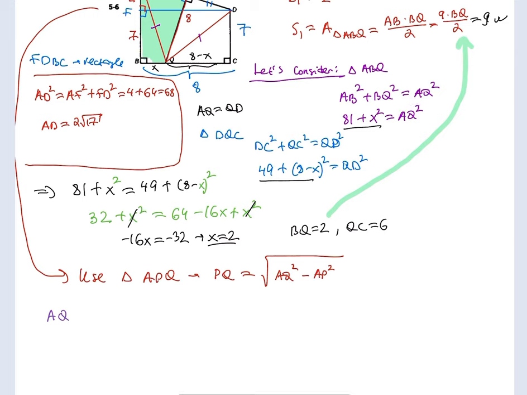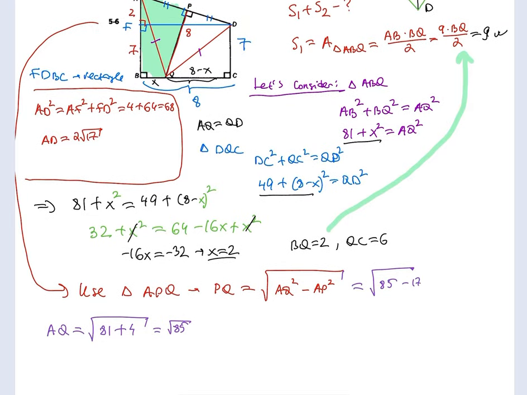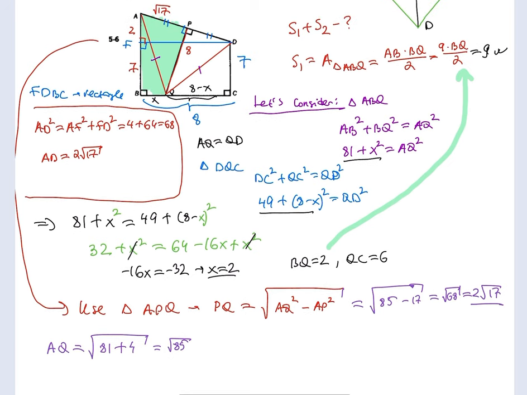So this is square root of 81 plus x square. x was 2, it means 4, so 85. Cool. Square root of 85, so AQ square is 85. Then PQ is just AQ square 85 minus AP square 17. So 85 minus 17, this is 68. Square root of 68, this is 2 square root of 17. Cool. Now I know what is the value of PQ.